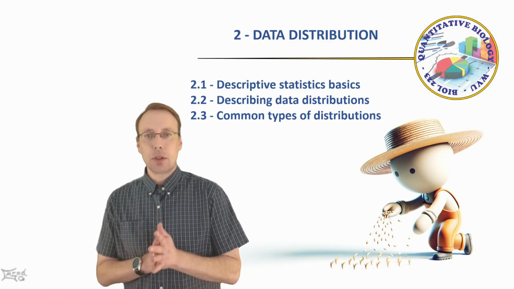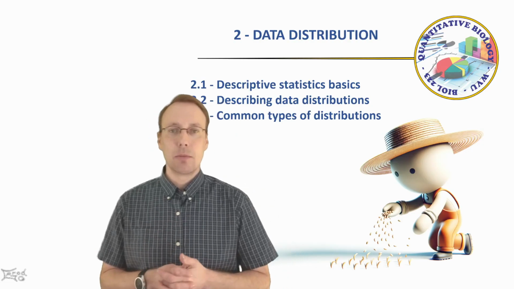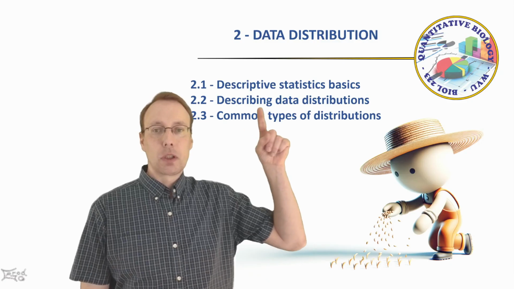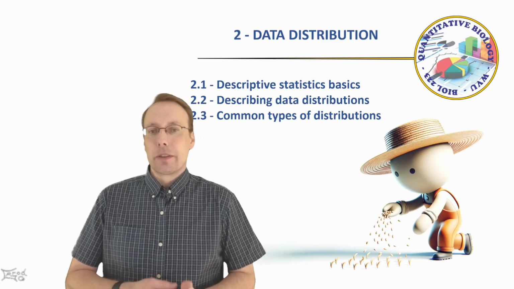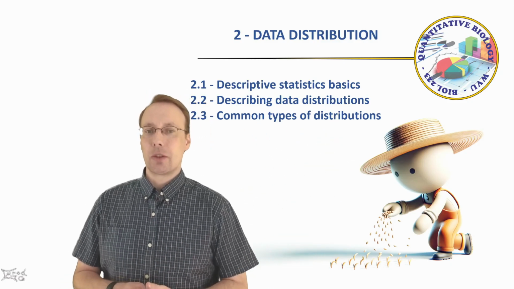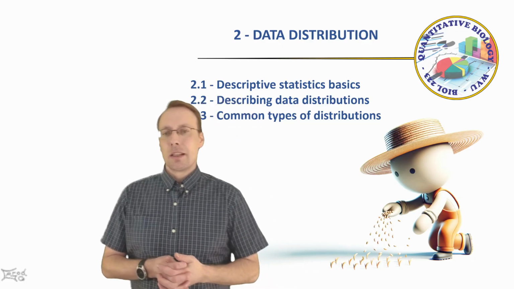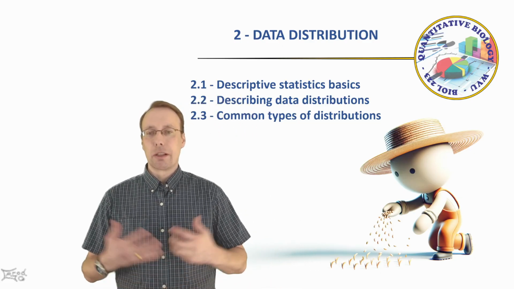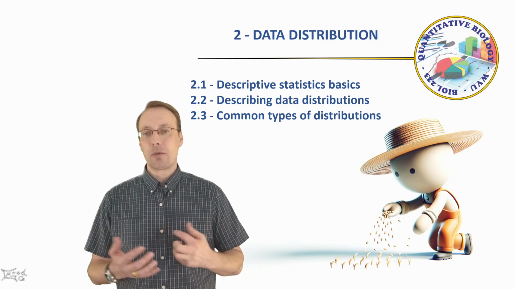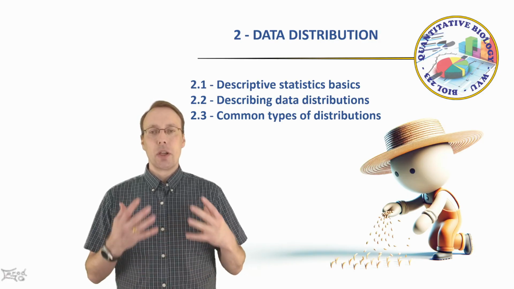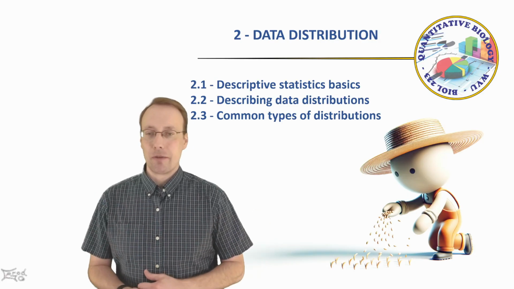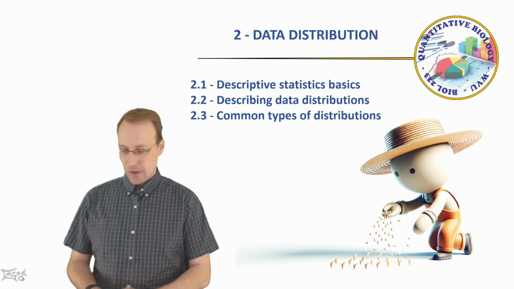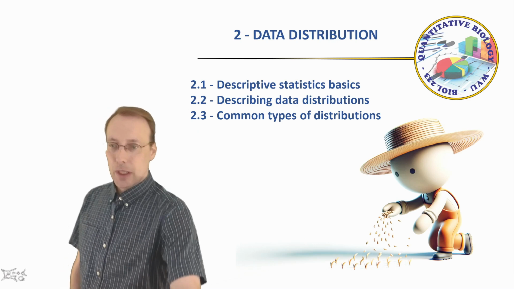Okay, so the second part in this module on data distribution is continuing with the description of your data distribution, and now it's going to be numbers that are a variety of numbers and summary statistics that you can use to not only describe the very basic mean and variability, but the shape of your distribution.